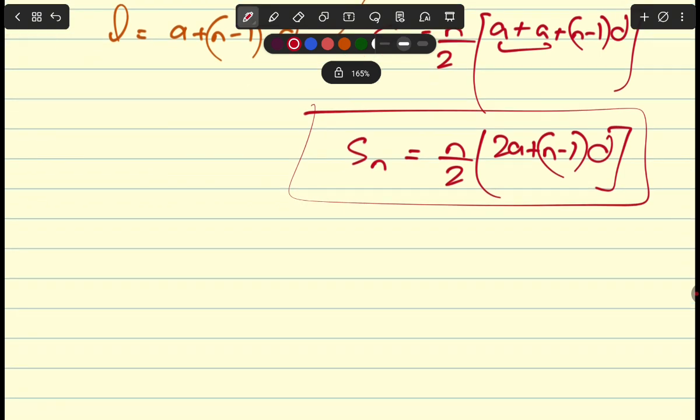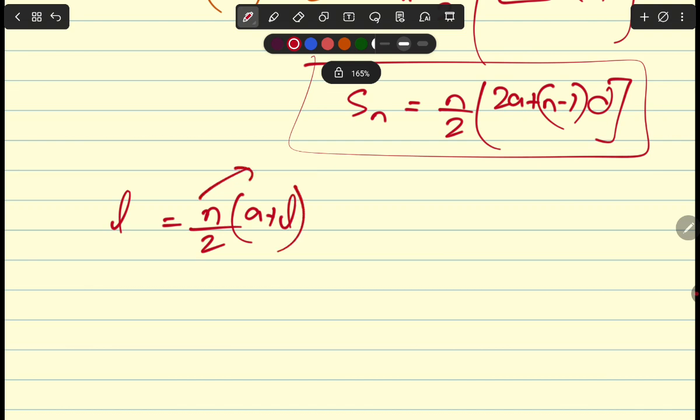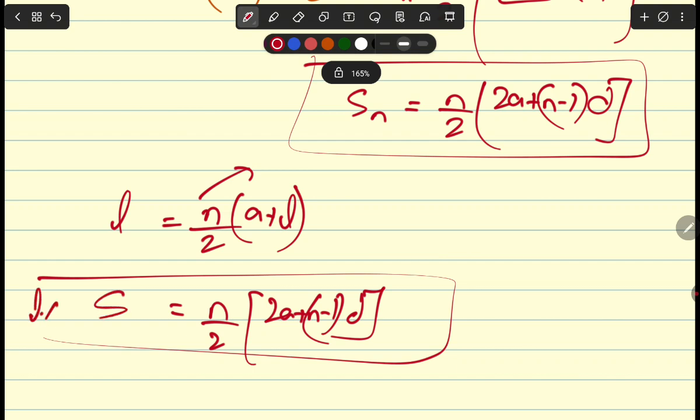Now, which formula should you use? If the last term is known, then you use n upon 2 times (A plus L). You don't need to get into it, but for that you need to know the number of terms as well, right? And if the last term is not known, then you use n upon 2 times (2A plus (n minus 1) times D). Don't memorize both randomly, choose based on the information. And this one for the sum, you can use it all the time, right?